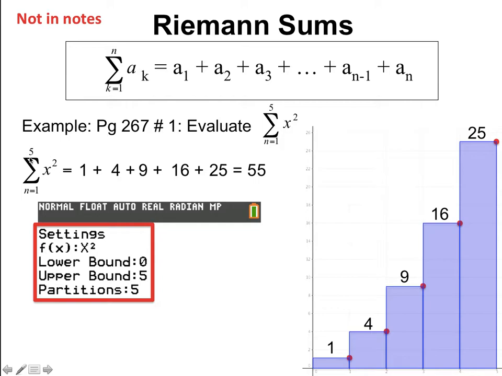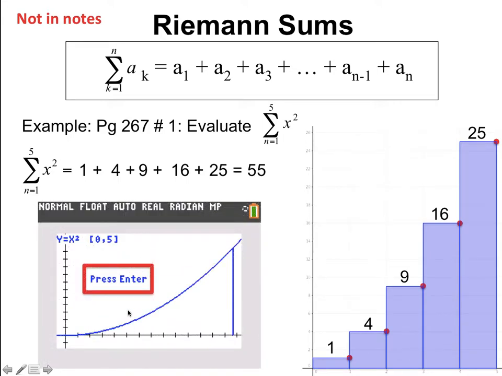But since those are the right corners of the rectangle, our approximation really encompasses the region from 0 all the way out to 5. So our lower bound is 0, and then our upper bound is 5. And we want to make the partitions, the sub intervals, so we want to make 5 rectangles. So we have 5 partitions, and then you press enter, and it shows you the quadratic, the parabola. And this is ending at 5.